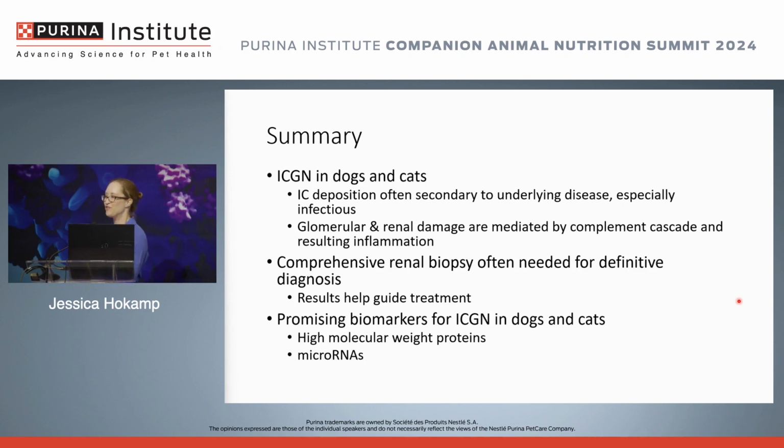Okay. ICGN in dogs and cats is driven by immune complex deposition that's often secondary to an underlying disease, particularly infectious diseases, that set off our complement cascade and resulting inflammation. We strongly recommend comprehensive renal biopsy for definitive diagnosis, but we understand that that is not always feasible for every owner and every patient, and therefore we're continuously working to develop biomarkers to help detect or at least suspect ICGN such that the clinician can be a little bit more confident in use of immunosuppressive therapy.